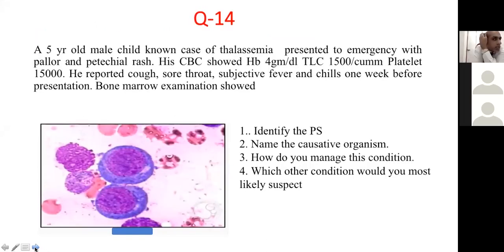The next question is a child with thalassemia who presents to the emergency with pallor and petechial rash. He has anemia, leukopenia, and thrombocytopenia. He reported cough, sore throat, subjective fever, and chills 1 week back. And his bone marrow examination shows this. So you see that a hemolytic anemia child should not have pancytopenia. That is the clue here. When does a hemolytic anemia child develop a pancytopenia? The hint is there.